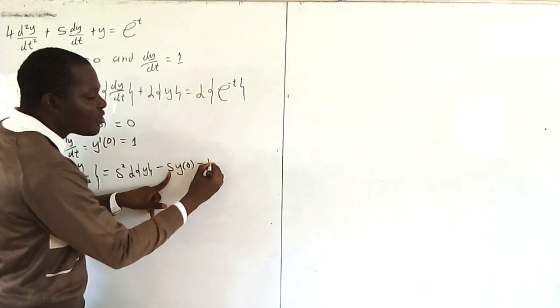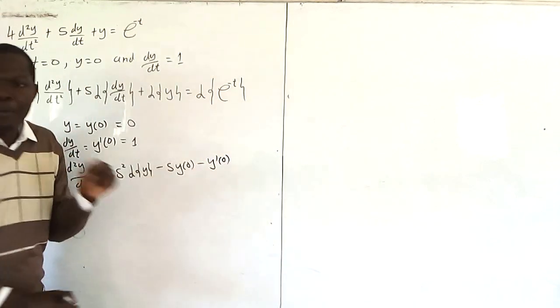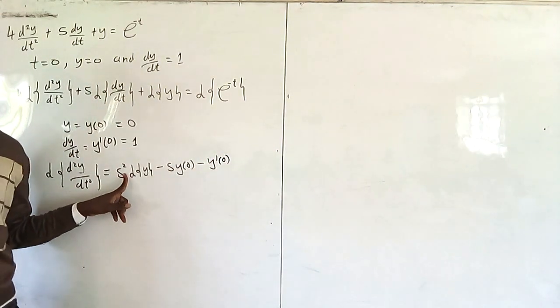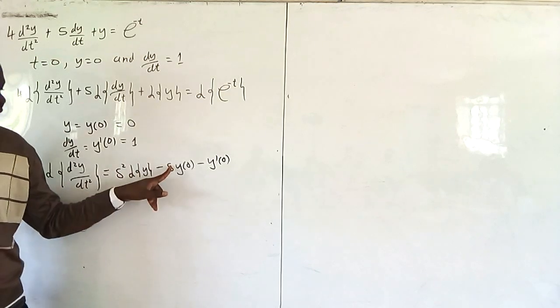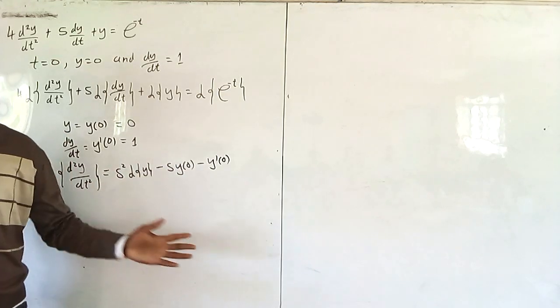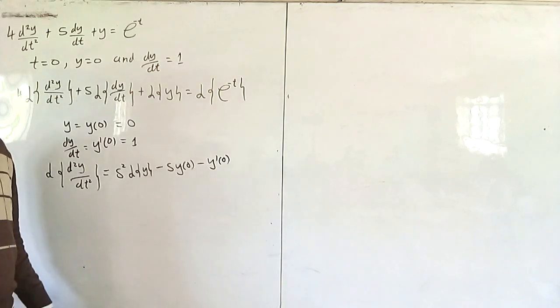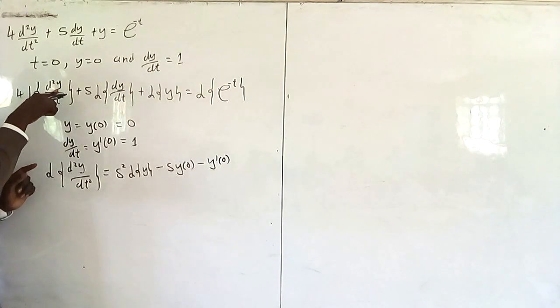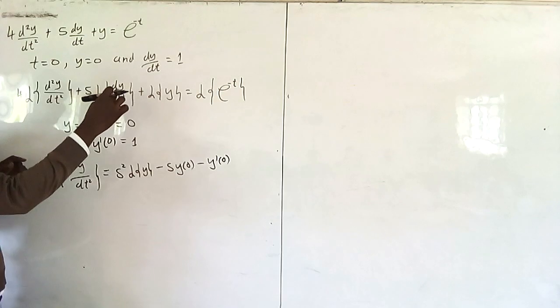Then you differentiate y of 0, you get y prime of 0. It means s is what is guiding you: s raised to power 2, s raised to power 1, s raised to power 0. Meaning s raised to power 0 is the end, isn't it? Are we together? We are done with this, so we move to the other one.